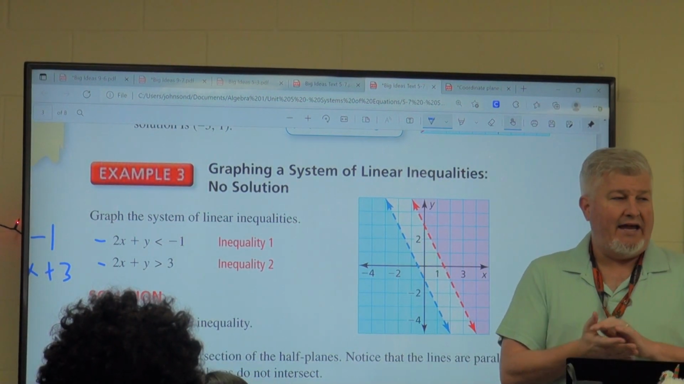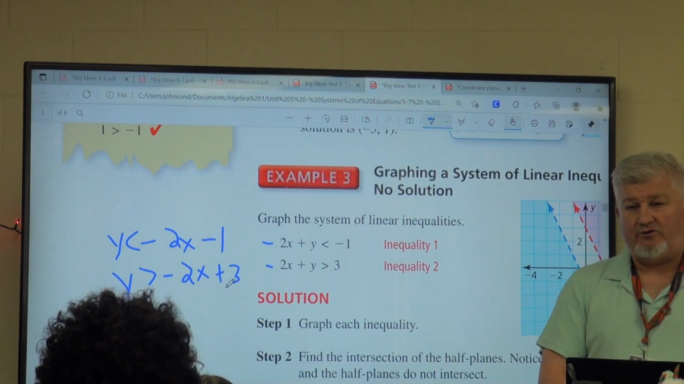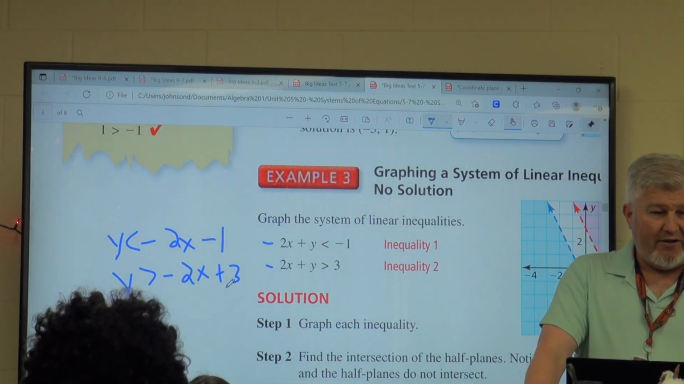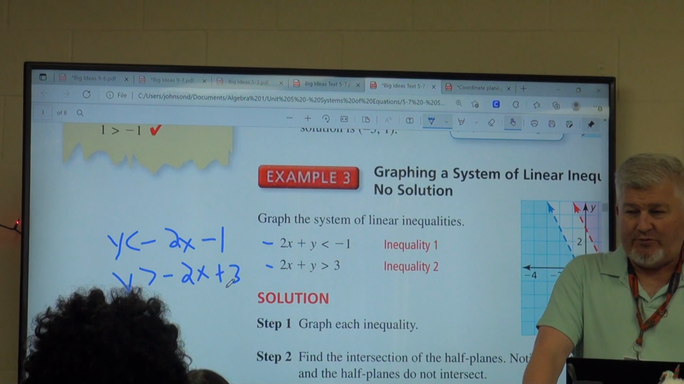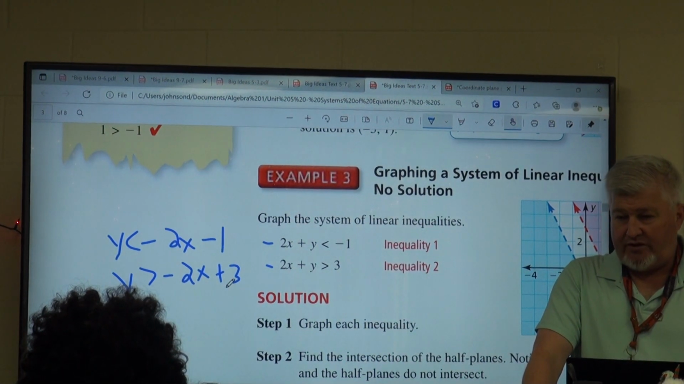How could we have known that ahead of time? Without graphing it, how would I know, looking at those equations, that those two are never going to intersect? Anybody recall? What about their slope? The slopes are the same, what does that mean? Parallel. They're parallel lines, right? If their slopes are the same, they're parallel lines.